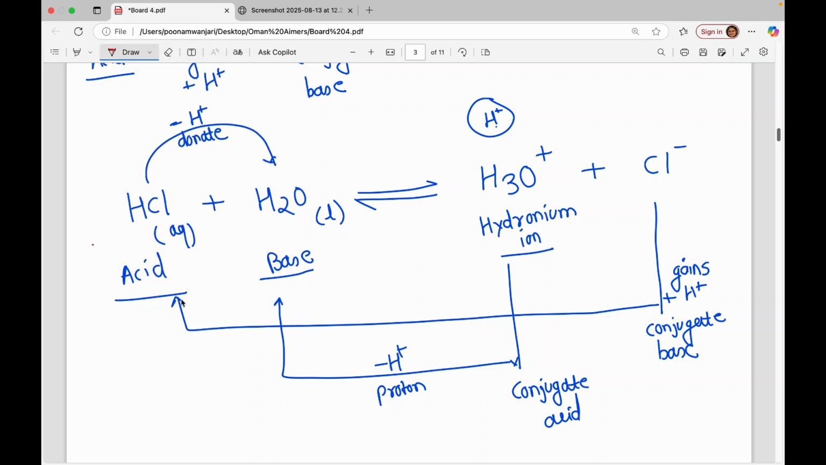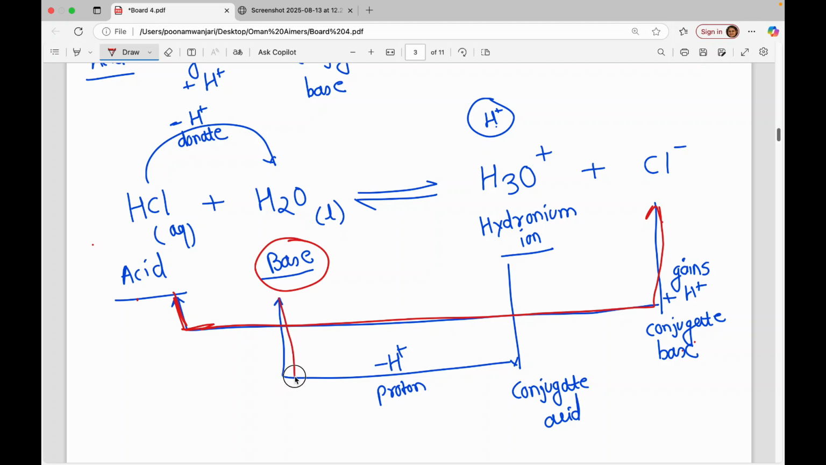So when acid is there, acid donates this proton to base, and it forms hydronium ion. But at the same time, acid is giving base, and this pair, this is acid and this will be base because it is able to gain a proton. We call that acid base conjugate pair. Next, this is a base. Water is behaving like base here.